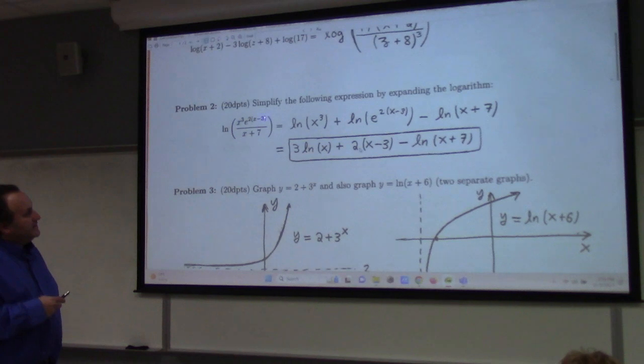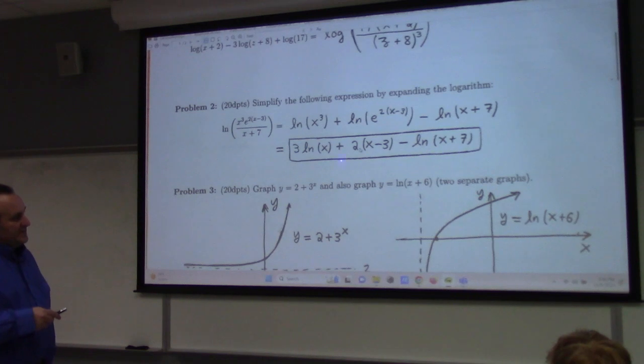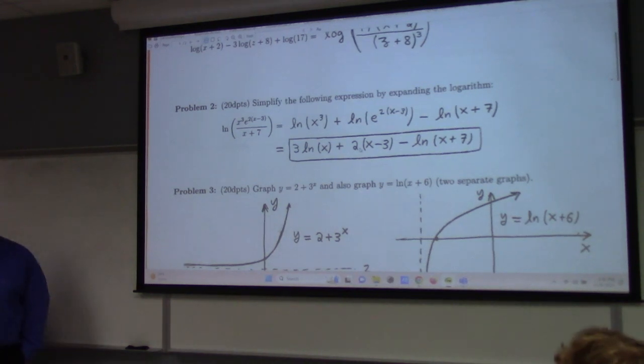So here I have a sum for the product upstairs, and then there's a minus because it's a division by x plus 7 inside the log here. So by properties of logs I get that. In the middle, natural log of the exponential, well that is inverse function, so that just brings down this 2 times (x minus 3). Over here I bring the 3 out by the power property of the log, and that's about all there is to say there. Any questions?